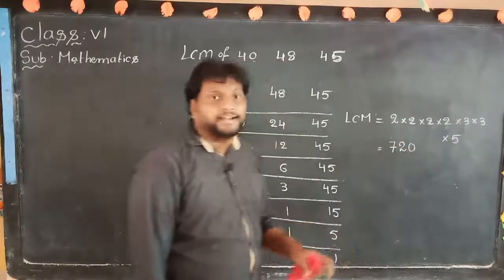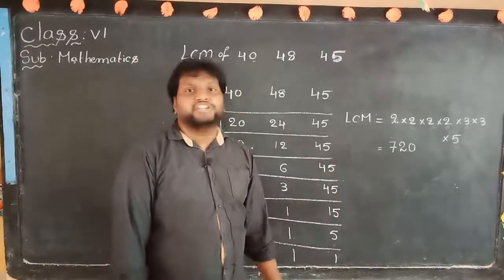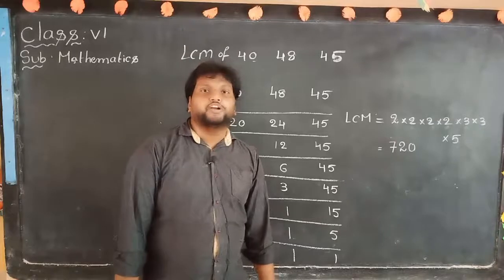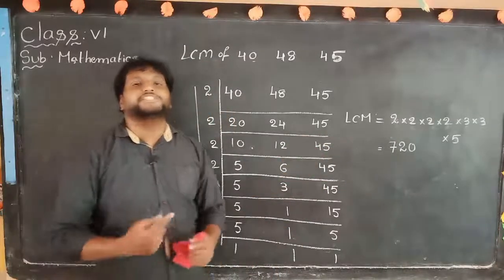Already this problem we completed previous class by using prime factorization method. In that time also we got answer 720. Here also we got 720. The process is quite different.